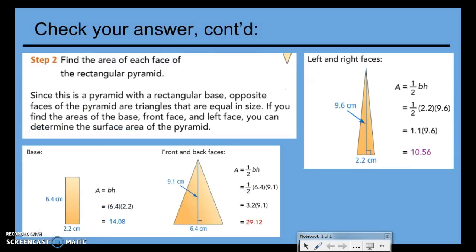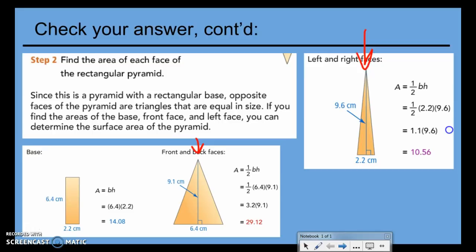Step 2, since this is a pyramid with a rectangular base, the opposite faces of the pyramid are triangles that are going to be equal size. So the opposite of this little skinny one is going to be another little skinny one. You're going to have 2 that are the same. Opposite of this guy is going to be 2 of this one. Okay?